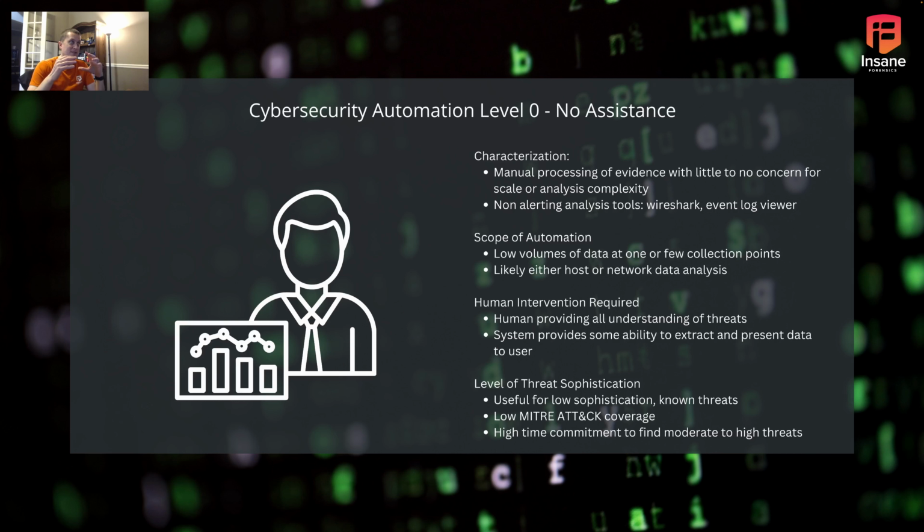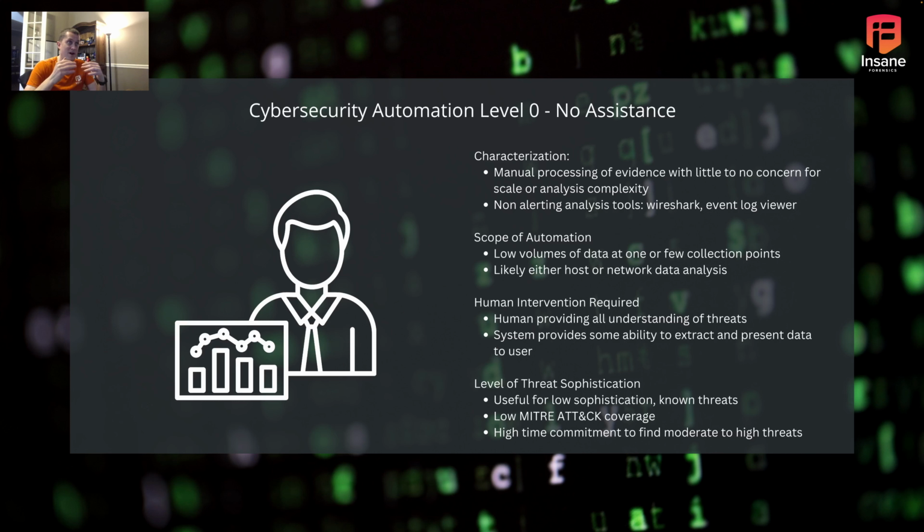As we get into level 0, right? No assistance. Similar to the car one or to the SAE levels, level 0 is basically the analyst manually processing evidence, little to no concern for scale or complexity, right? A lot of this is going to be non-alerting tools, right? Wireshark, it's a great tool. Event log viewers, some of the other tools out there. Great tools, all the work's on the analyst, right?